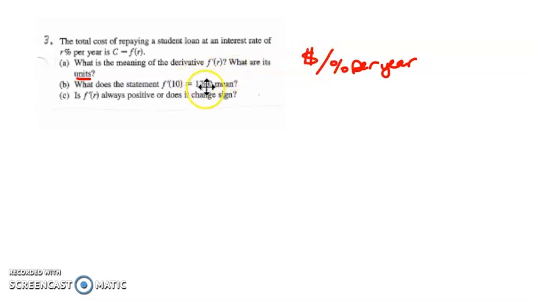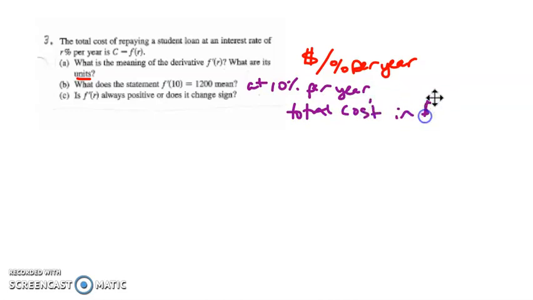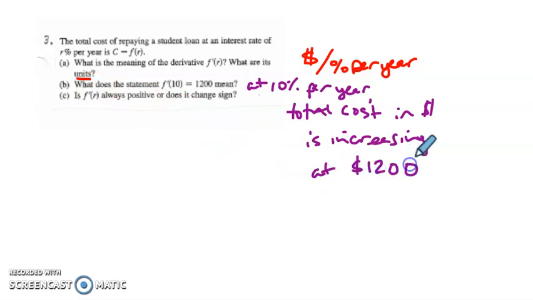So what does F prime of 10 equals 1200 mean? Well, that basically says that at 10% per year interest, the total cost in dollars is increasing, and sorry that I'm speaking slowly to wait for my writing to catch up, is increasing at $1,200. And that's per interest percentage per year.